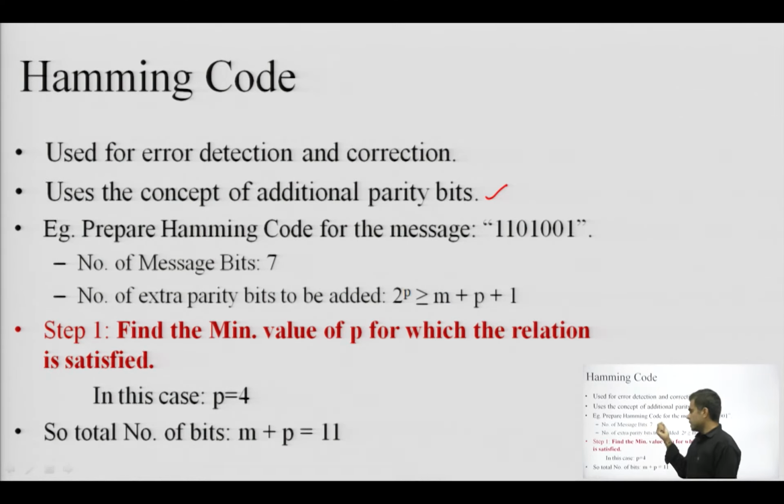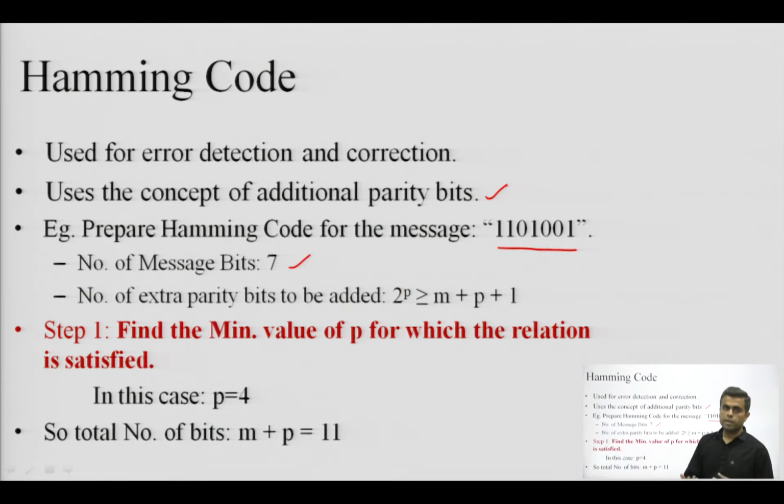So, let us straight away jump to our question. Let us suppose we are provided with this message 1101001. If I am asked to prepare the Hamming code for this message, first of all I have to check how many bits are there. I can check that the number of bits present is 7: 1, 2, 3, 4, 5, 6 and 7. So, there are 7 message bits.